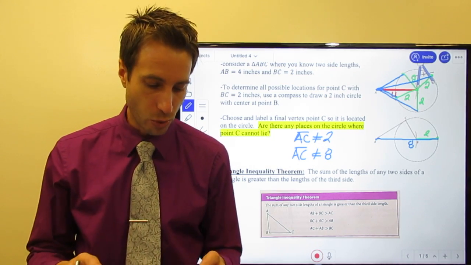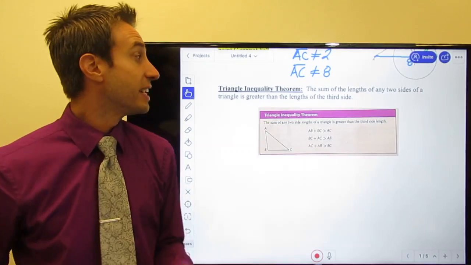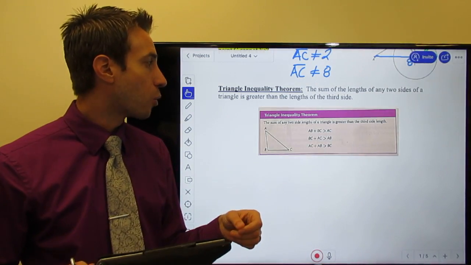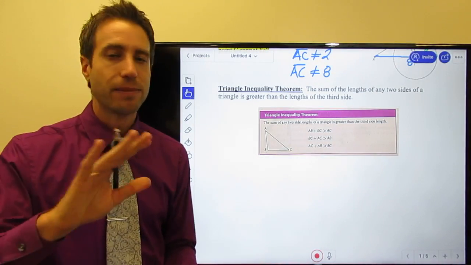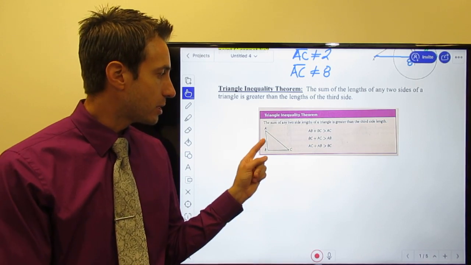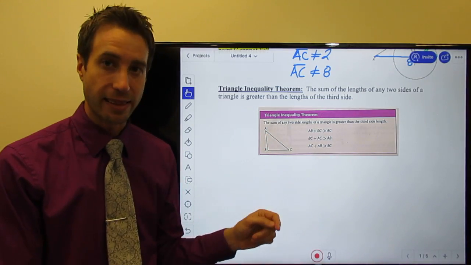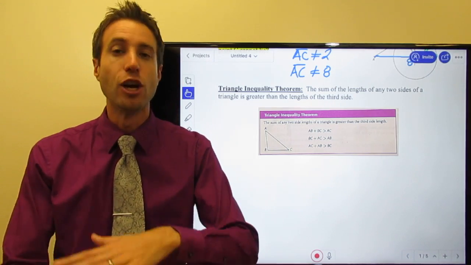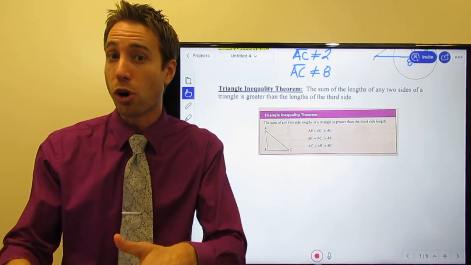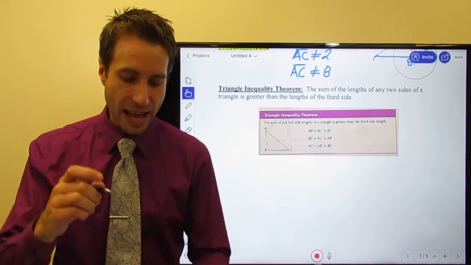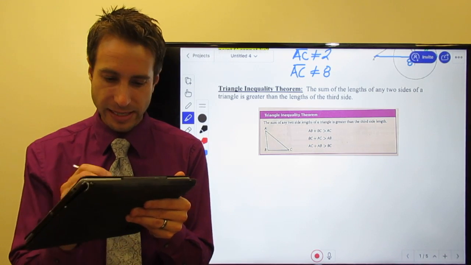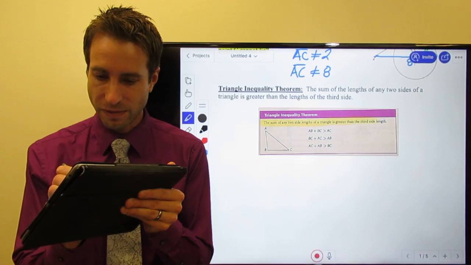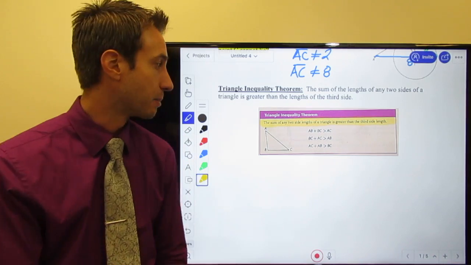Let me show you how we're going to do it. The triangle inequality theorem. Here's all it is. You're going to be given 3 side lengths, and we're simply going to test and see, do those side lengths work to build a triangle? And the way that you'll know is simply this. It's given to you right here.